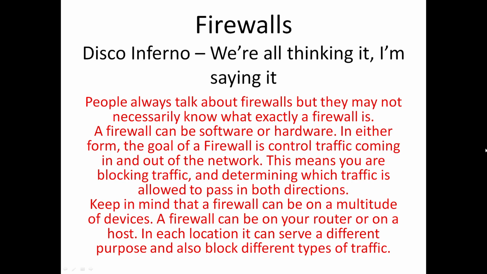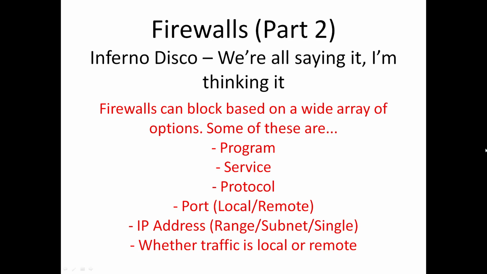Keep in mind a firewall can be on a multitude of devices. A firewall can be on your router or it can be on your host, and a host refers to any end user device like a PC, laptop, phone. But in either location, it can serve a different purpose and also block different types of traffic. So what kind of traffic can a firewall block? What are some of the things that it can block?